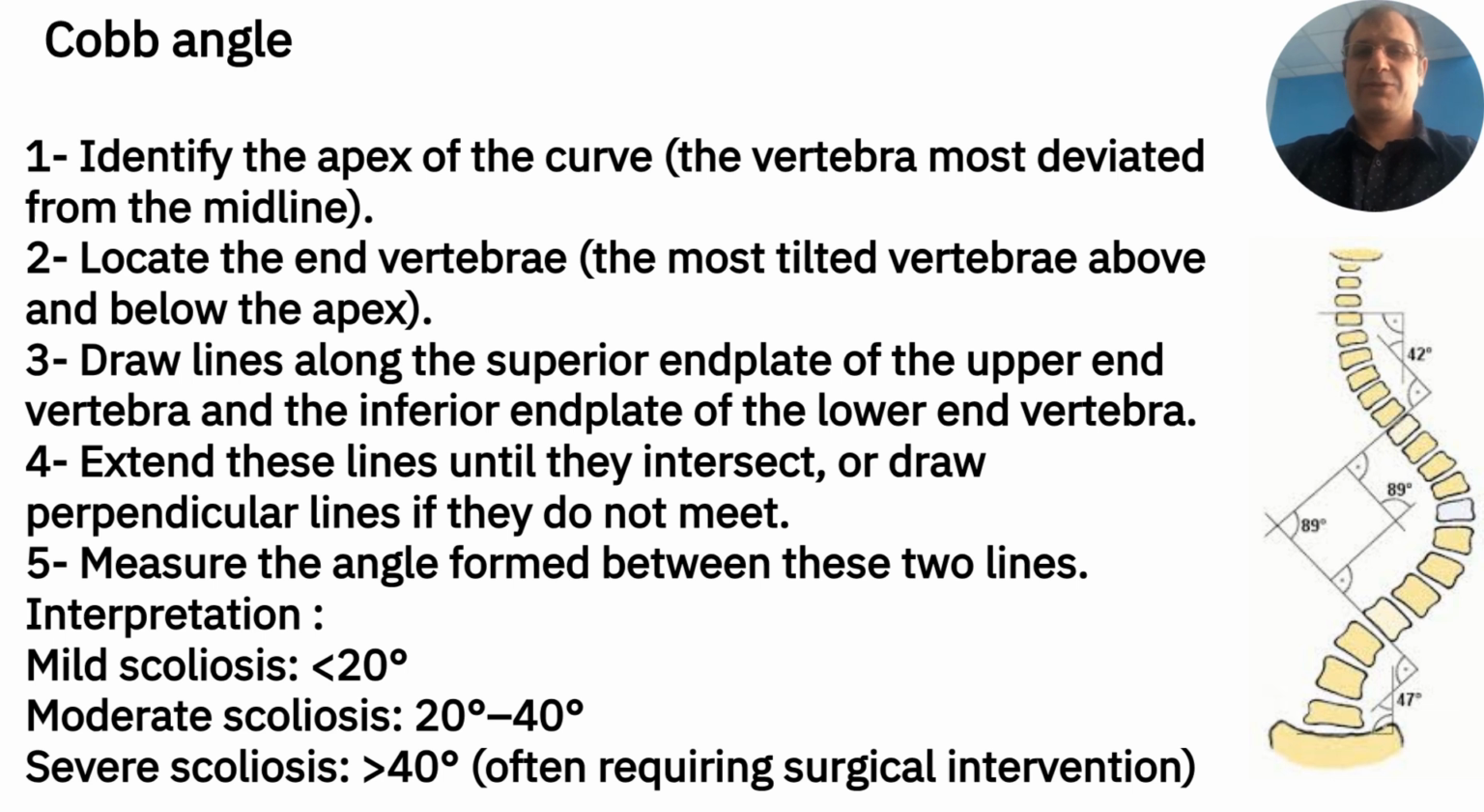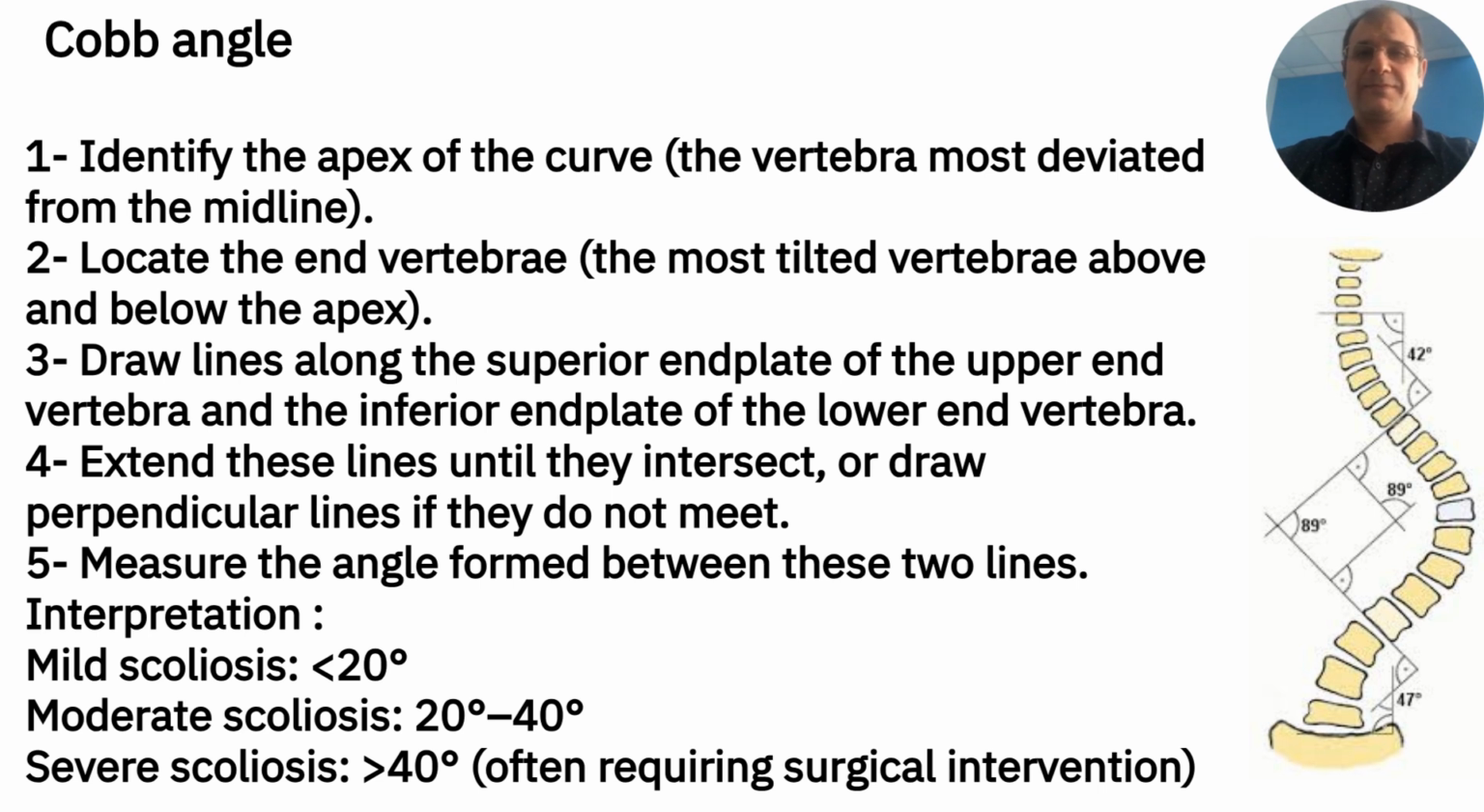The Cobb angle measurement technique, first described in 1948, involves drawing lines parallel to the vertebral plates of neutral vertebrae and measuring the angle formed by their perpendiculars. Stages of Cobb angle measurement are: 1. Identify the apex of the curve, the vertebra most deviated from the midline.